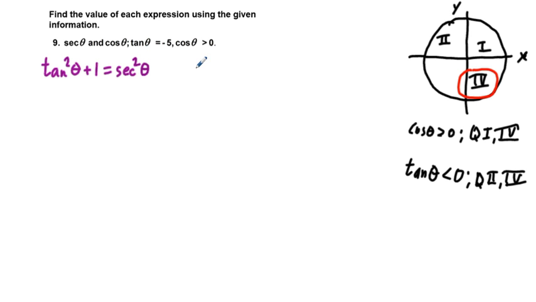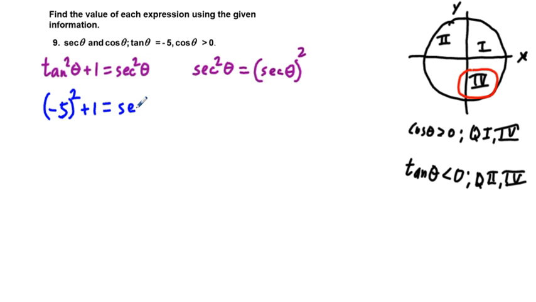And in case you didn't know, let's review what we mean by secant squared theta. This notation, what do we really mean? What we really mean is we're taking that value secant theta and squaring the whole thing. So the notation is to have a little exponent 2 between the secant and the theta, but really it's the whole thing squared. So let's go ahead and plug into our Pythagorean identity. In place of tangent theta, we place -5, squared, plus 1 is equal to secant squared theta.